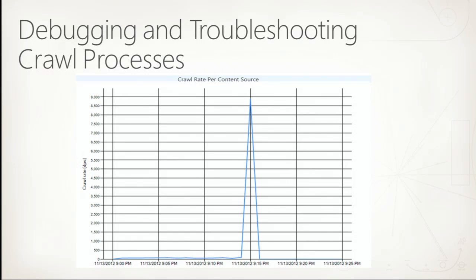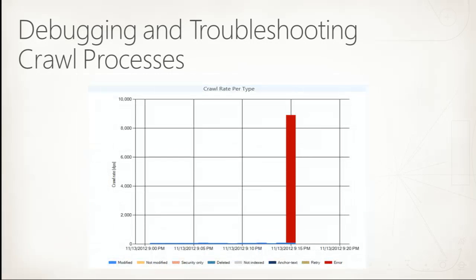So let's figure out what's wrong there. This was the crawl rate per content source. If you go to the next one, this is the crawl rate by type. This means how many items could be crawled successfully, how many warnings you've got. And you can see this spike is for errors. So those 9,000 items got some error during the crawl, right? And why did it happen in only 1 second? Crawling 9,000 items takes time.